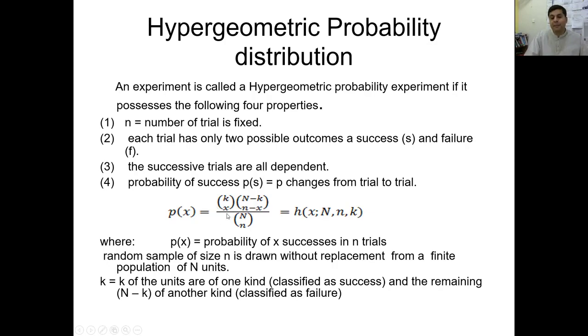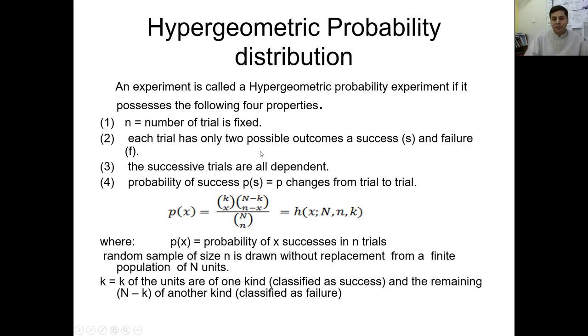you need to use this probability distribution function, where K is the number of units of one kind classified as success. Just like we use p for classification of success in binomial, we will use K. X represents the number of successes, N minus K represents the other kind classified as failure. So if K is success, N minus K will be considered as failure, and n minus x is the sample size minus the random variable, and this term is the same, where P(x) is the probability of x successes in n trials.